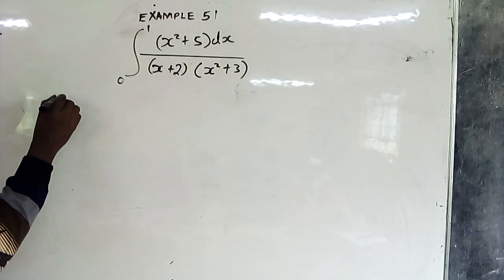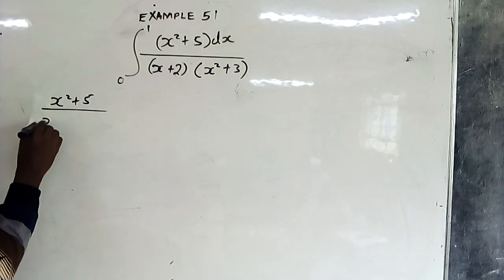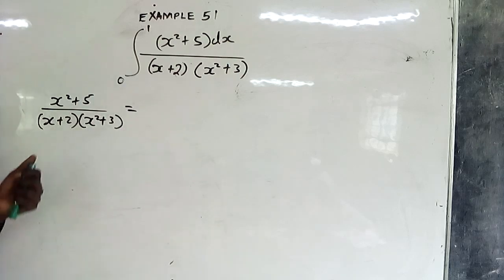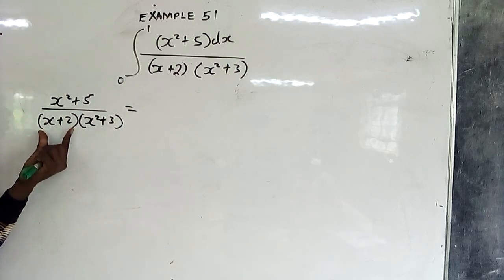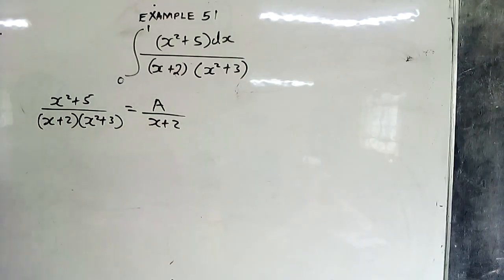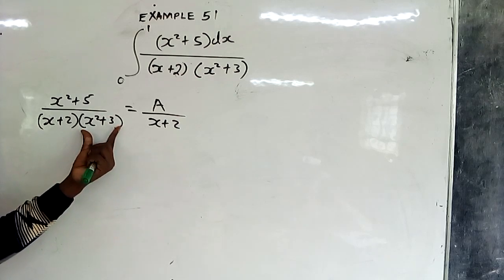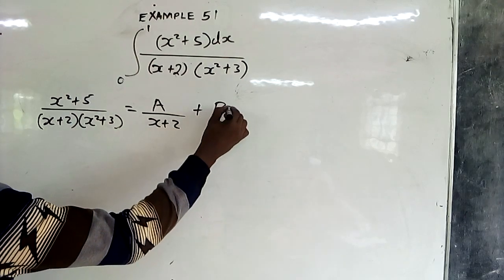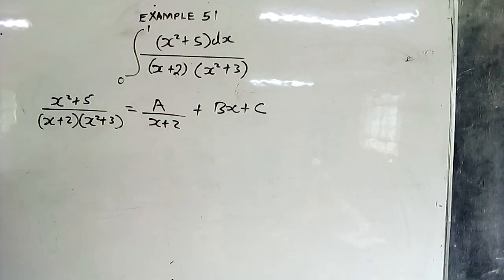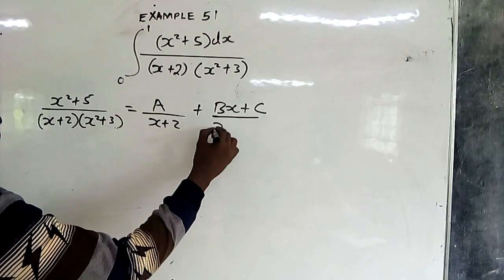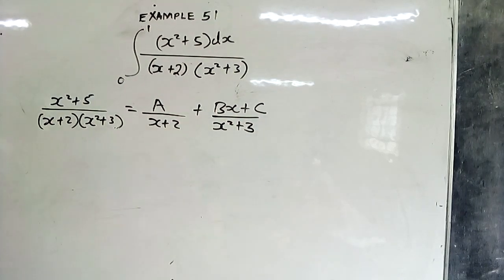So here we have (x squared plus 5) over (x plus 2) into (x squared plus 3). The x plus 2 is a linear factor, isn't it? So a linear factor is simply a constant over that linear factor, which is a over x plus 2. The second one is a quadratic factor, so the quadratic factor will be bx plus c over that given quadratic factor, which is x squared plus 3.